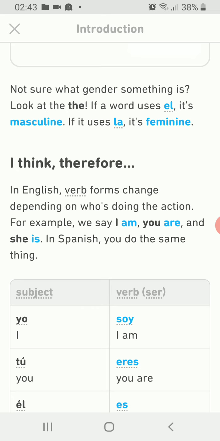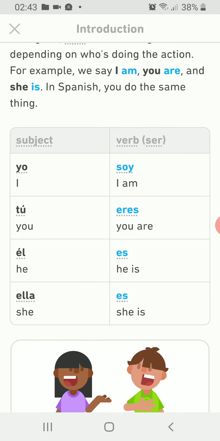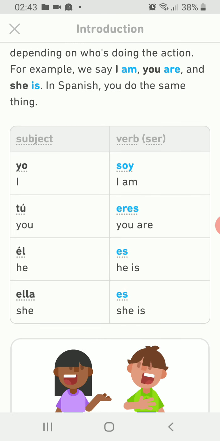So we are going to look at the pronouns in Spanish once again. Subject: I, yo, you, tú. Notice there is an accent on the letter U, and this is very important. Accents can change the word completely. The meaning of the word can be changed completely. So you have to mind this.